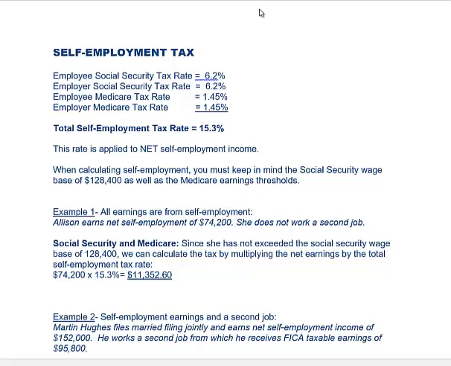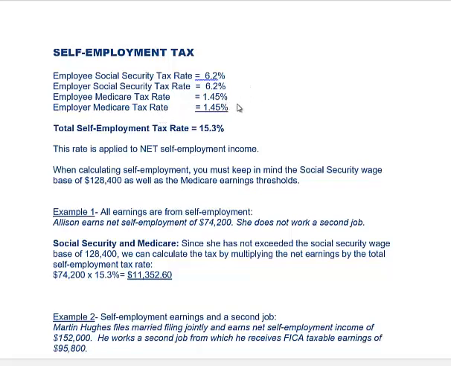Since they are not an employee, they have to pay the employee's Social Security of 6.2% on their net earnings. Since they don't have an employer who matches the employee side of Social Security, they also have to pay the employer portion of Social Security at 6.2%. Also with Medicare, they pay the employee portion of Medicare at 1.45% and the employer portion of Medicare at 1.45%.